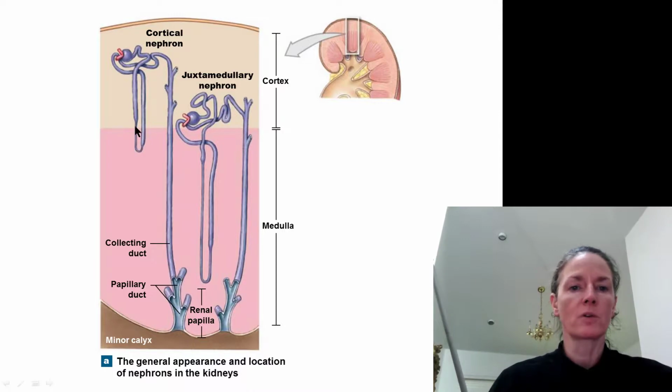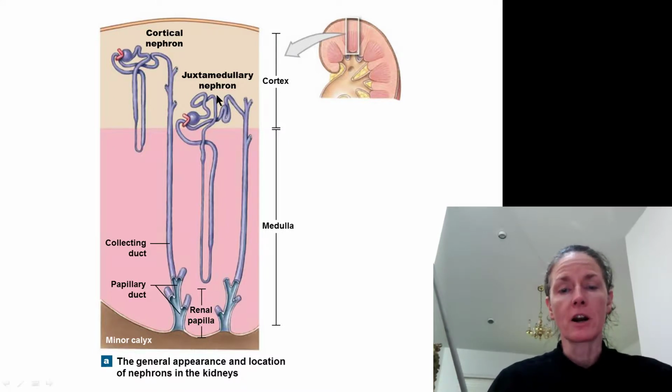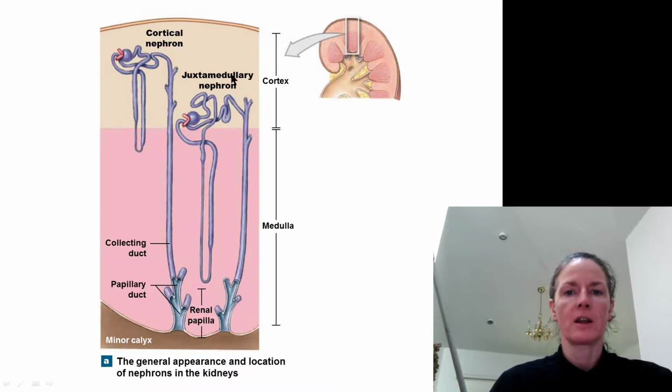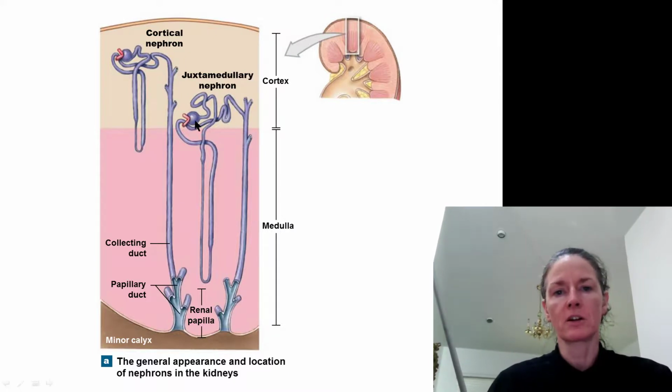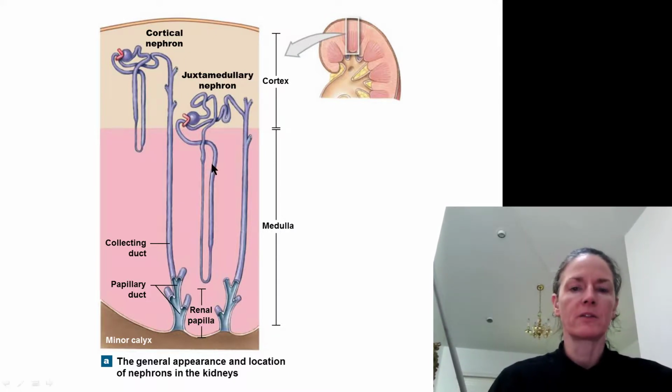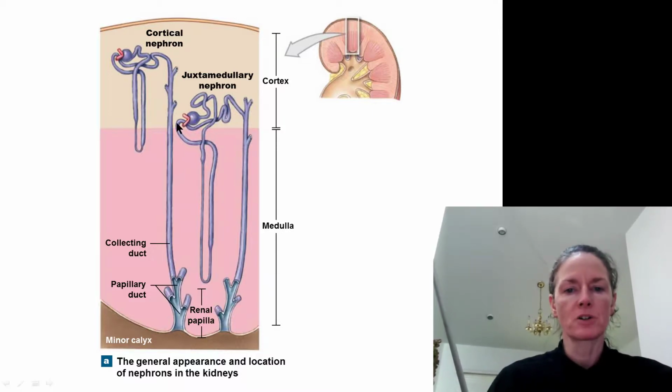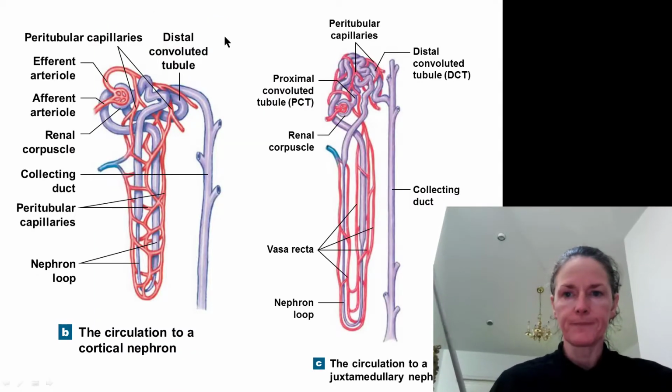You will notice that the cortical nephron has only a very small part of the loop of Henle within the renal pyramid. Over here, here's our juxtamedullary nephron, once again juxtaposed to the medulla, so juxtamedullary. And it's got a very similar structure, except the loop of Henle is a lot longer and goes much, much deeper into the renal pyramid.